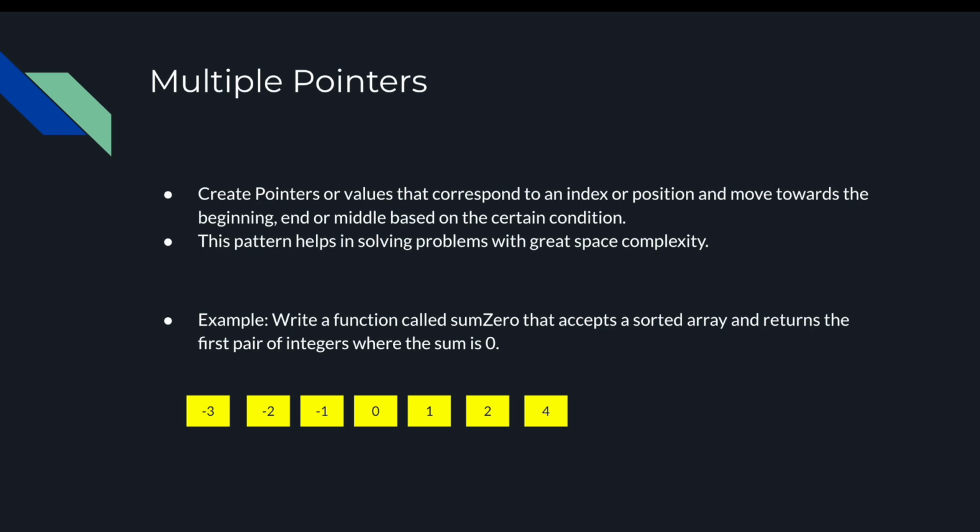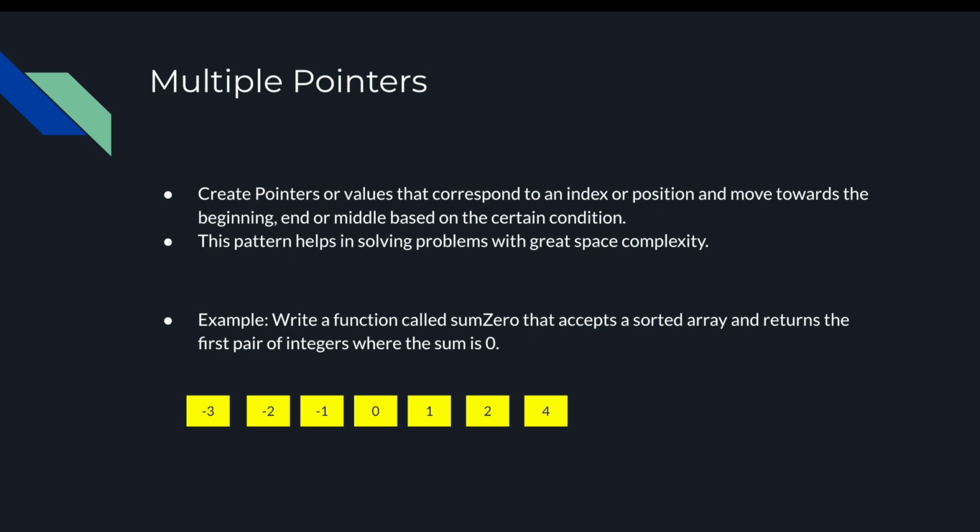To solve a problem with multiple pointers, first we need to create pointers that correspond to an index or position. And then we have to move these pointers from one position to another to get the desired output. They can move in any direction. It can be either from end to beginning or beginning to end or maybe from beginning to middle. Let's try to understand this pattern with an example.